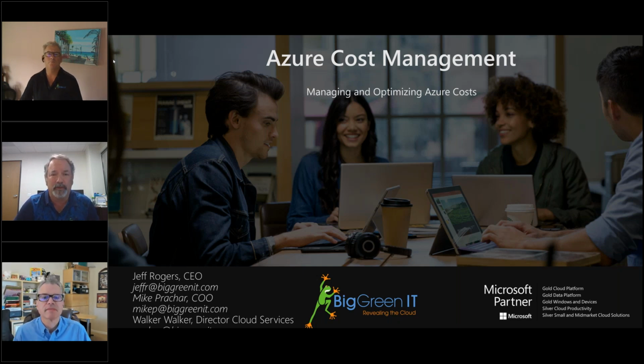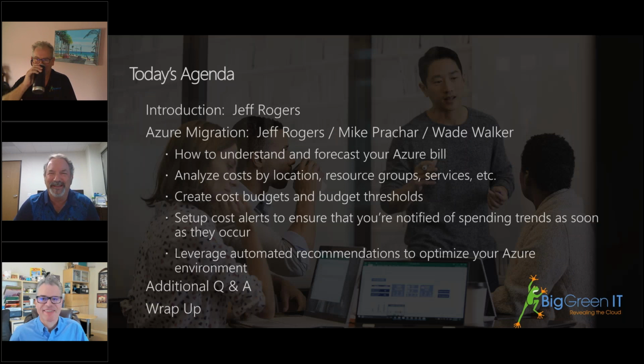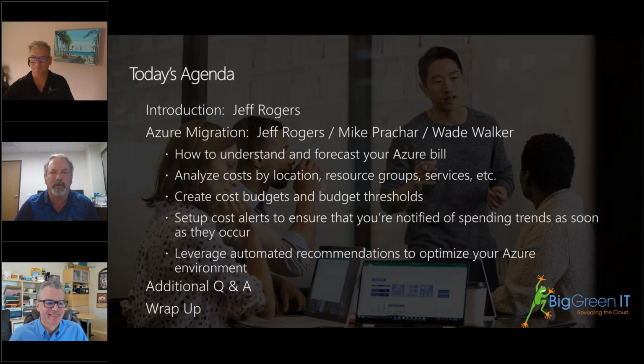Some of the topics that we're going to talk about today are on the next slide. It's not really an agenda, more of here's what we're going to talk about, and I'll introduce the speakers in a second. It's how to understand and forecast a bill, analyzing your costs by locations, creating budgets, setting up cost alerts, which is a big one since everyone's afraid of runaway VMs and things like that, and then leveraging automated recommendations to help optimize your Azure environment. We'll do some questions and answers along the way, but also at the end, and then we'll wrap up from there.